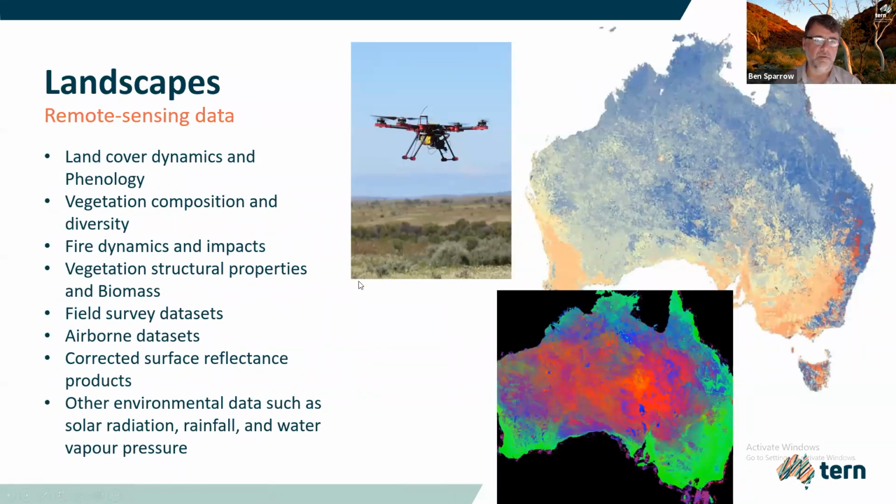In a landscape sense, in a remote sensing sense, that component of the landscape program looks at land cover dynamics and phenology, vegetation composition and diversity, where fires occur and their severity and impact, a range of vegetation structural properties, and moving into biomass. So we already collect a range of information that's informative on biomass, but are now doing the next step where we'll help synthesize that into biomass products.